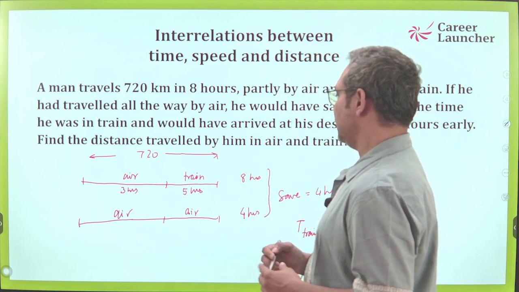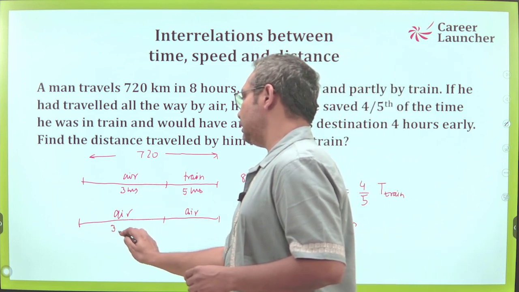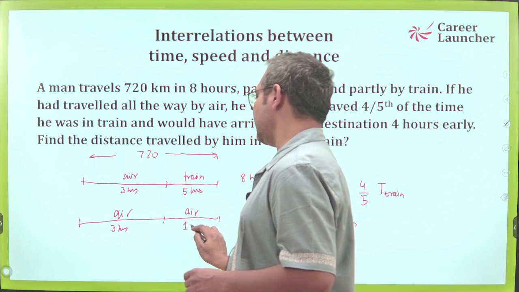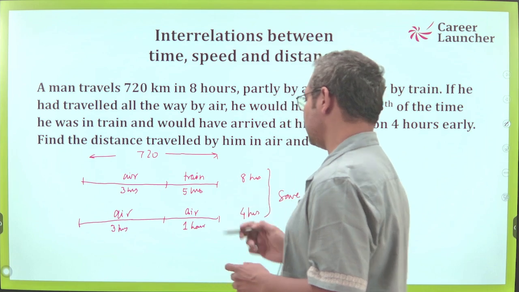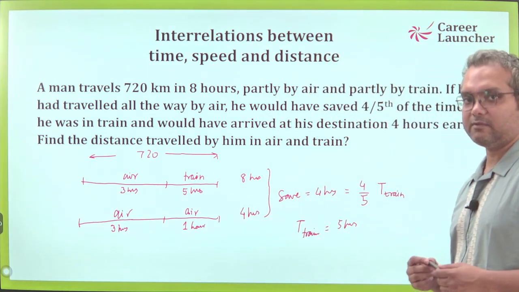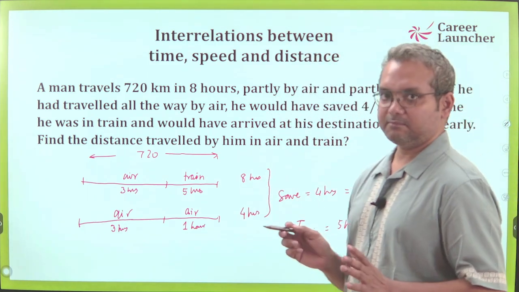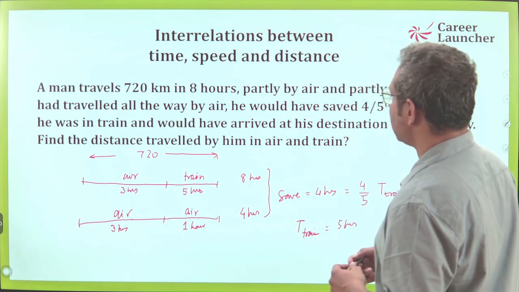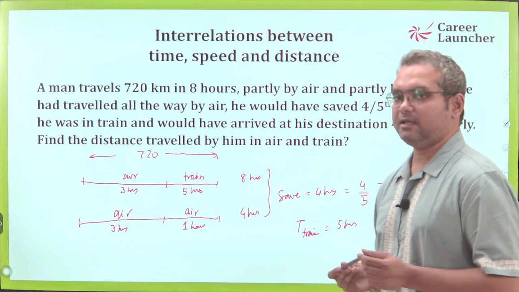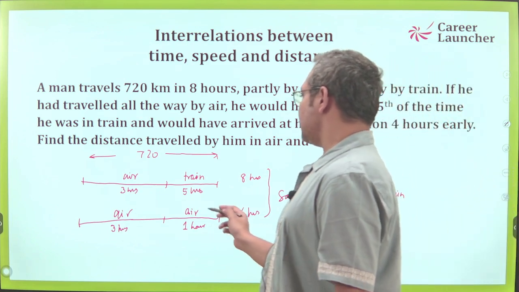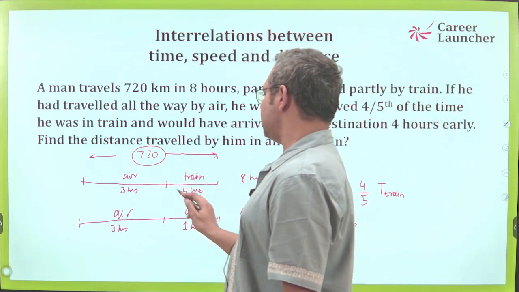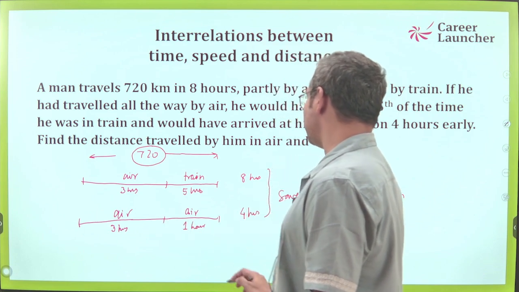In the second case, this is still 3 hours and this has now become 1 hour. That's how the total is now 4 hours. So this is basically the main idea. The question is asking how much distance did he travel by air and by train. So now 720 is the total distance and by air throughout it takes 4 hours.